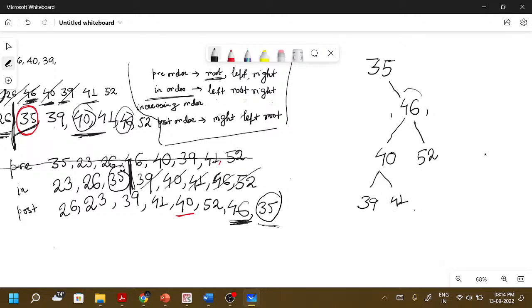Now on the left side, if you consider the left tree, there's the root 23 and 26. Till 39 we are done. So now 23 has to be a root, correct? Because root first, then left or right, and then 23 is more than 26. 26 is more than 20, so 26. Like that you will proceed.